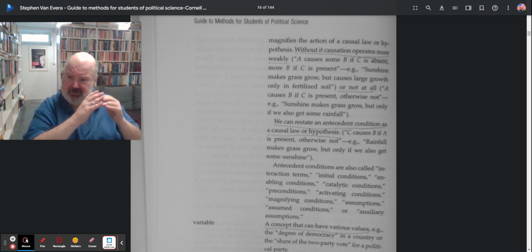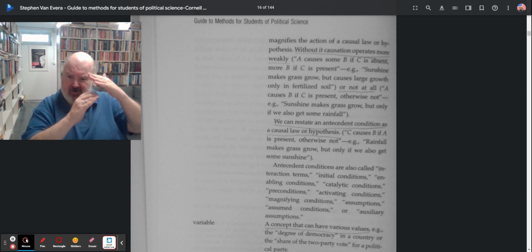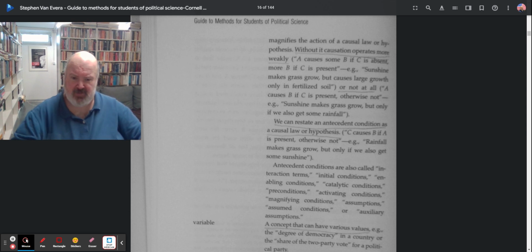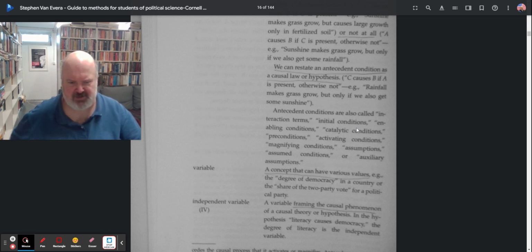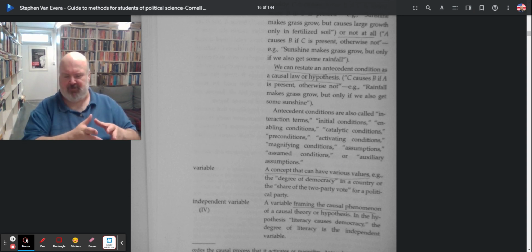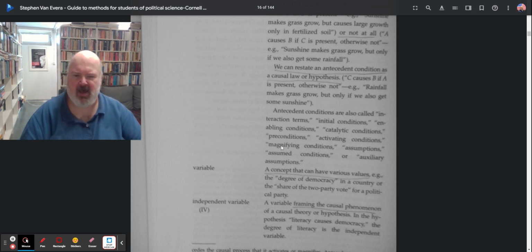It's a mini causal relationship, because if this is there, then it changes how this works. So if we restate the antecedent condition as a causal law or hypothesis, C causes B if A is present, otherwise not. Rainfall makes grass grow, but only if we get more sunshine. Antecedent conditions are also called interactive terms, initial conditions, enabling conditions, catalytic conditions, preconditions, activating conditions, magnifying conditions, assumptions, assumed conditions, or auxiliary assumptions. These are some of the ways people often refer to it.